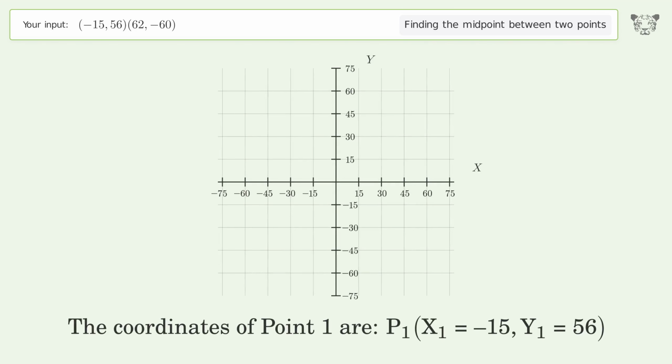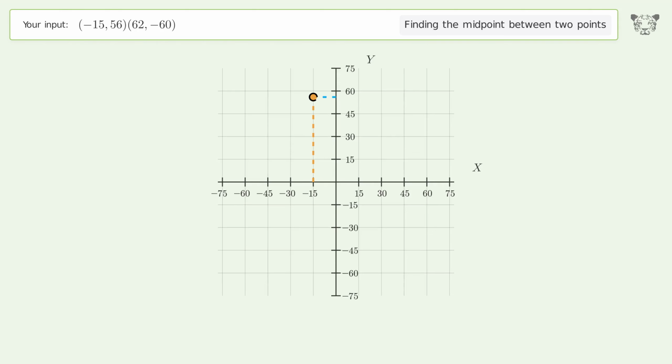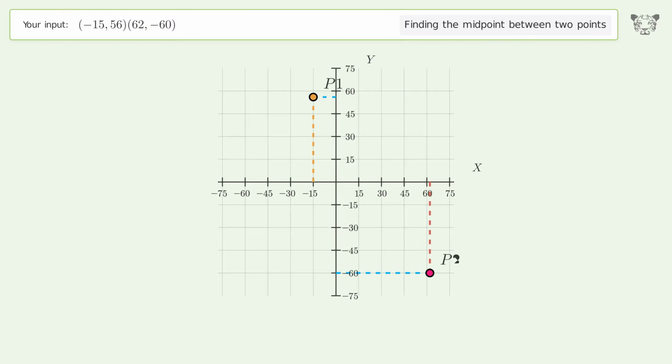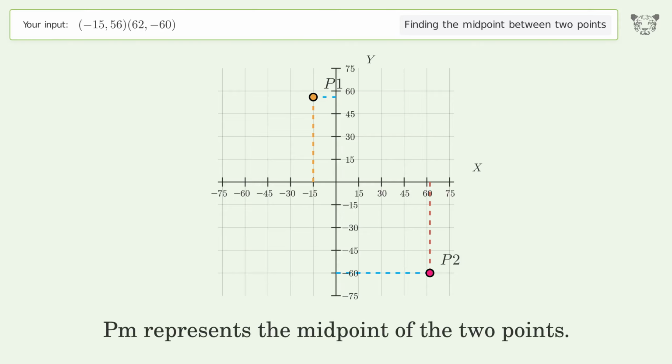The coordinates of point 1 are, x1 equals -15, y1 equals 56. The coordinates of point 2 are, x2 equals 62, y2 equals -60. PM represents the midpoint of the 2 points.